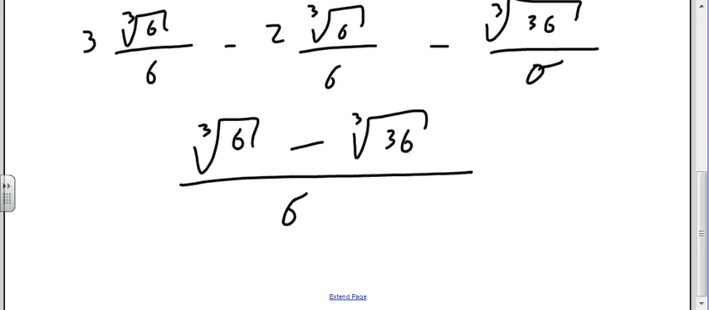Okay, we'll do 2 more and then head for the door. Number 55.